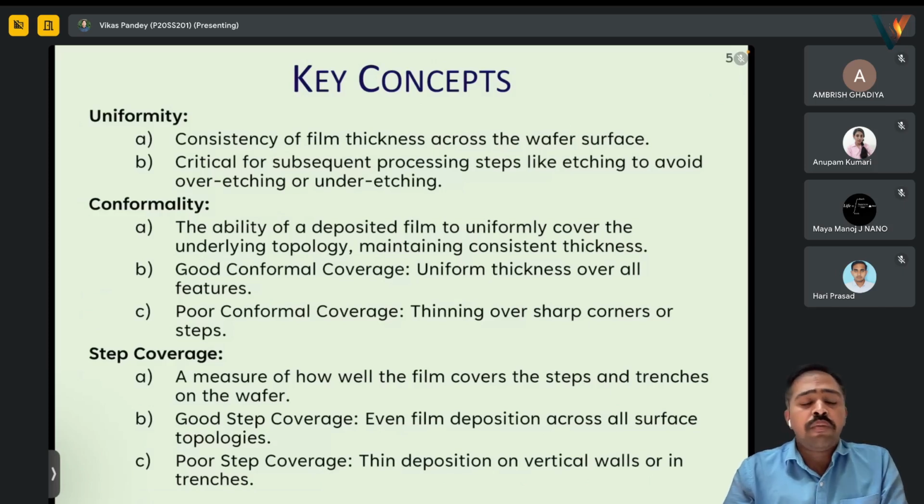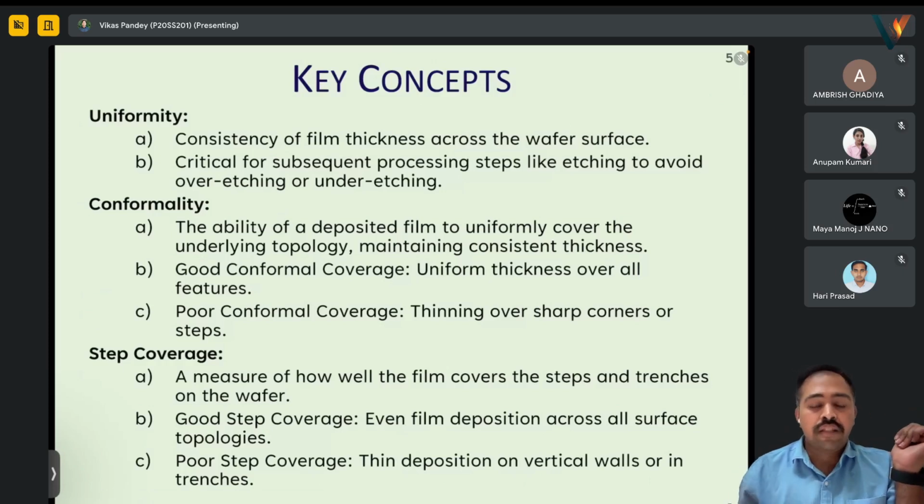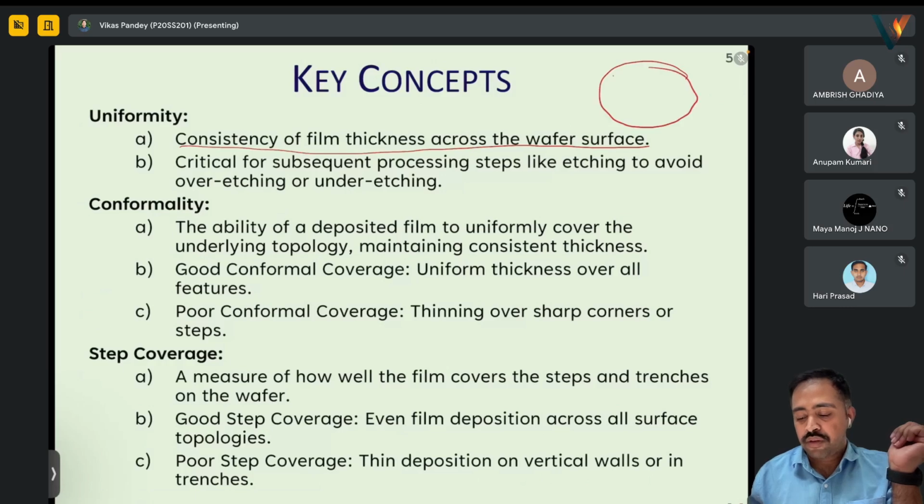Whenever we are talking about deposition techniques, there are three key concepts that we are concerned about. One is uniformity, second is conformality, third is step coverage. Uniformity, what is it? It is the consistency of film thickness across the wafer surface. So if we have a wafer, it should not be that here it is 200 nanometer and this side it is 150. That is not uniform.